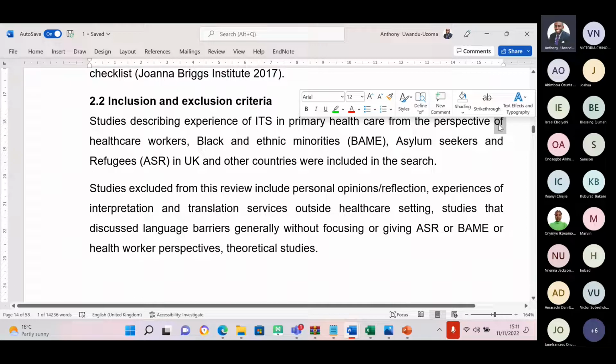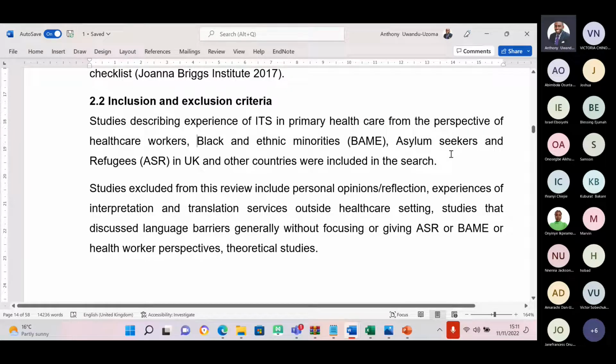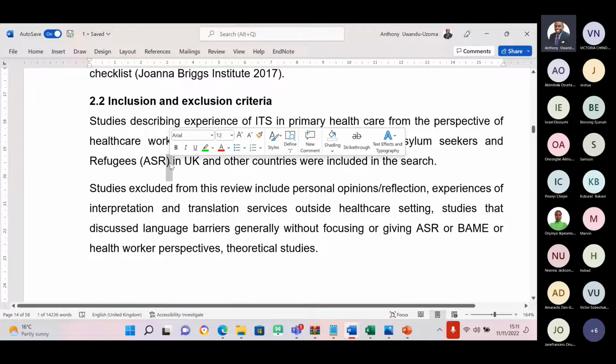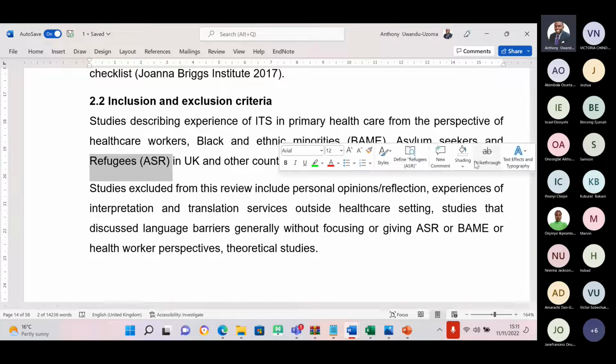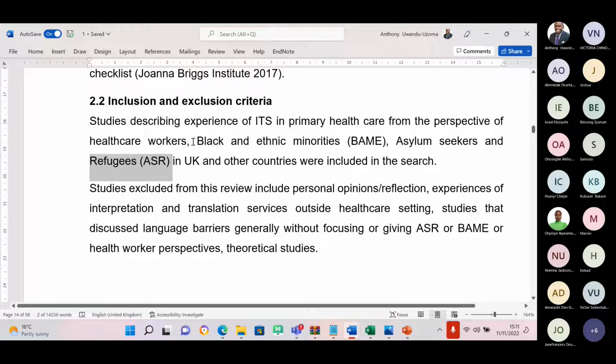Your own can be perspective of, my own was from the perspective of both healthcare workers, Black and ethnic minorities, asylum seekers. You know why? Because my own is the primary research, so I couldn't get the perspective of ASR themselves, because there were few. So I had to rely on perspective of other people, including healthcare workers, Black and ethnic. But your own is secondary research, so you should be able to have a perspective. But even if you like, you can choose all perspectives. It doesn't matter. Okay, but I'm just giving you an idea. So you need to tell me your inclusion and exclusion. What are you including in your study, and then what are you excluding?